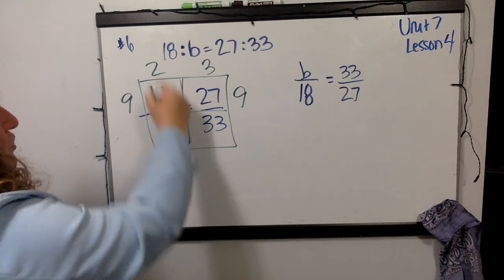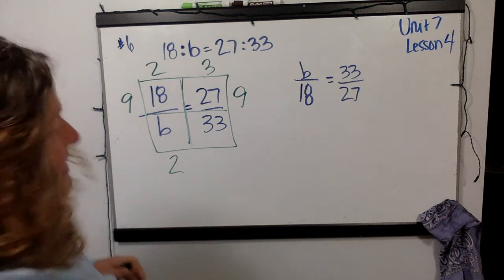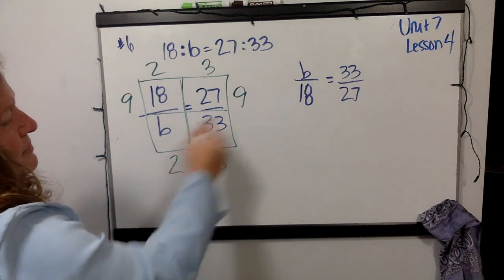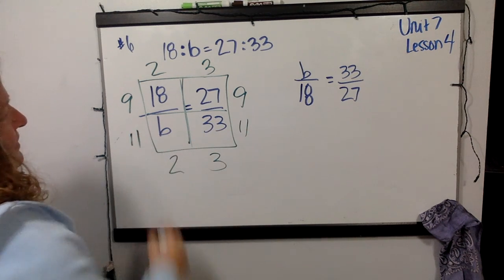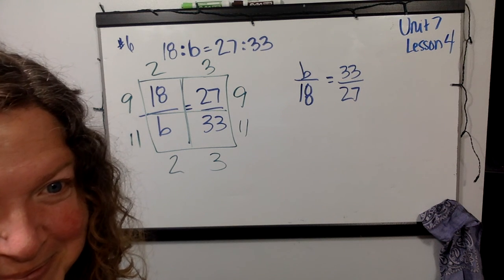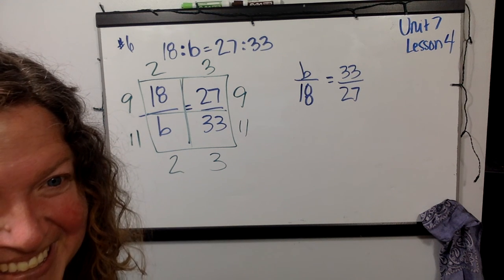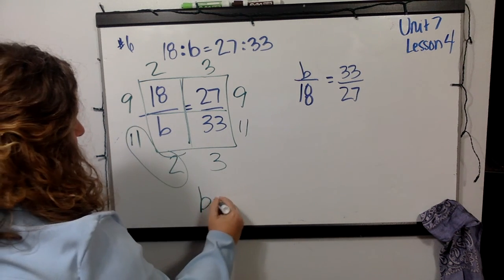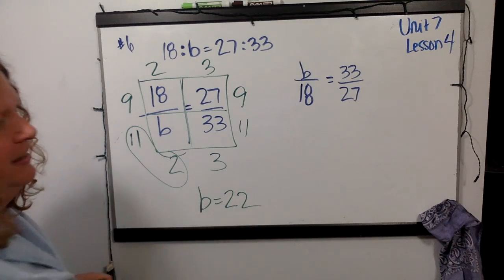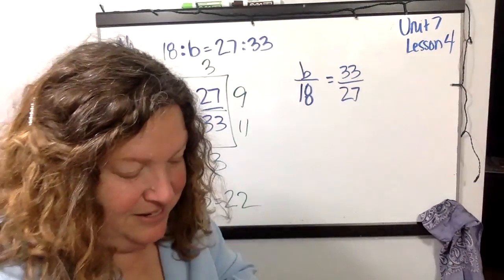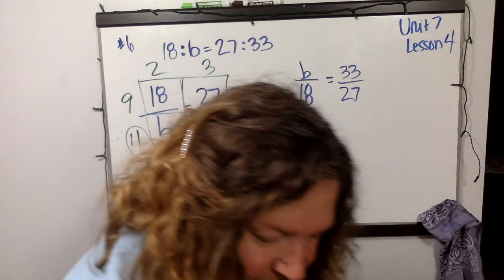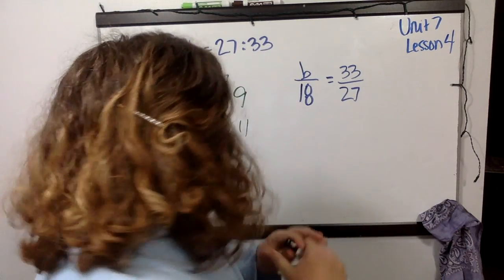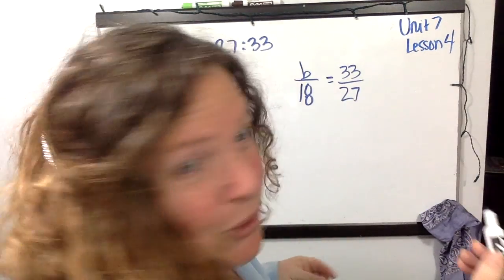Now, if this is in the 2 row, it's in the 2 row down there. If this side's in the 3 row, it's in the 3 row down there. 3 times something is 33. I know that's 11. What's B? B equals 22. Let's see if we can solve that using cross multiplication. And I will warn you, I'm planning on using my calculator to show you this, because I don't want you to have to sit here for a longer video.